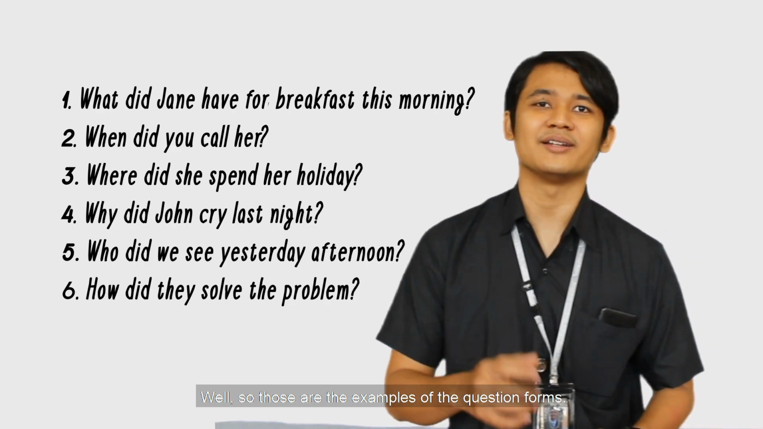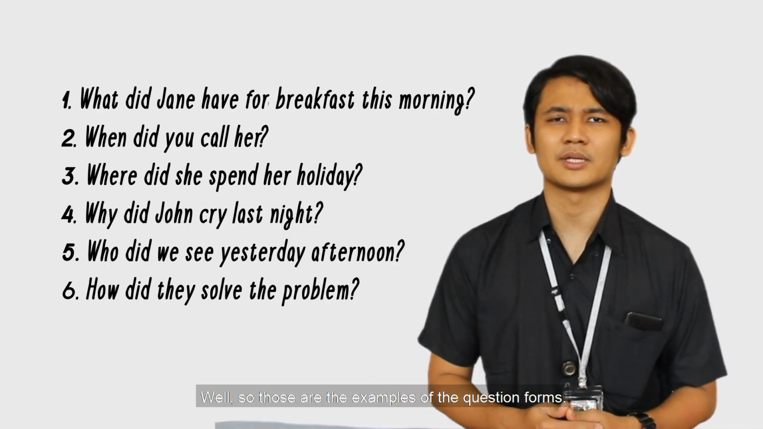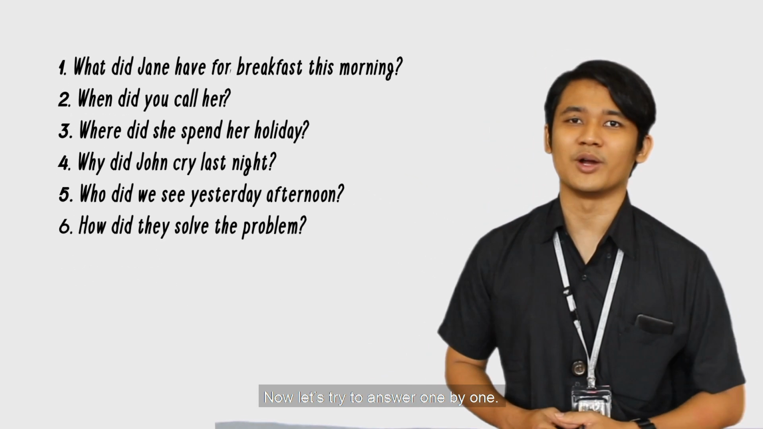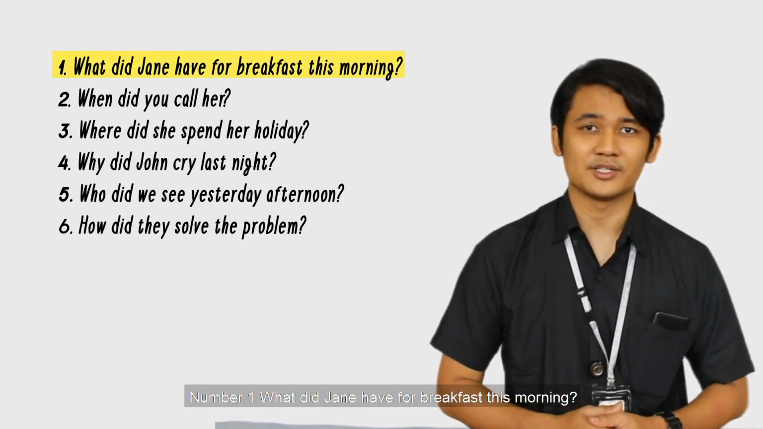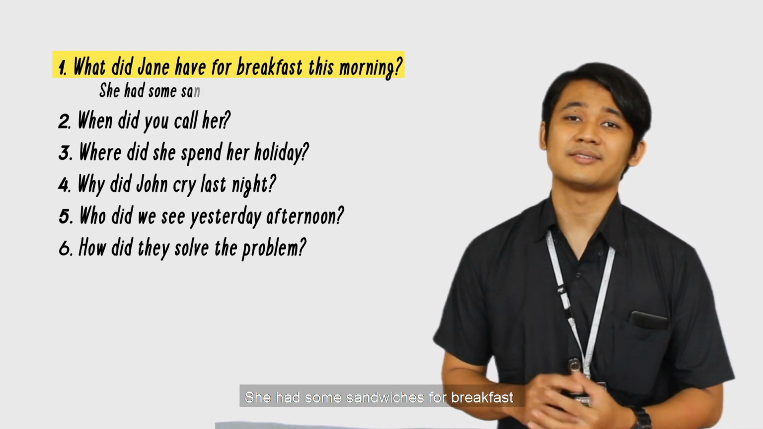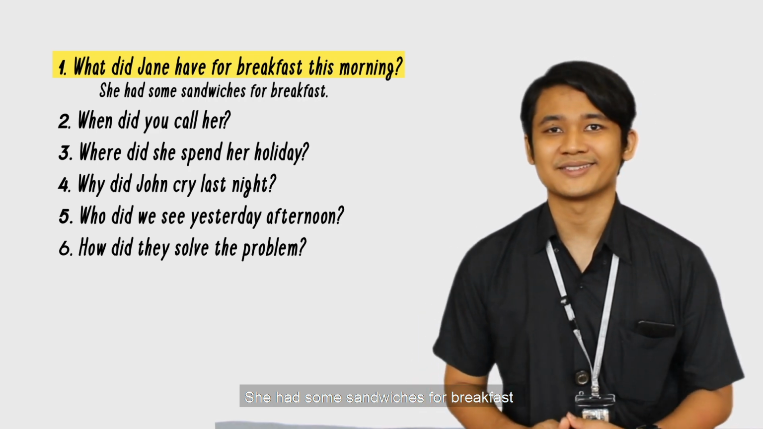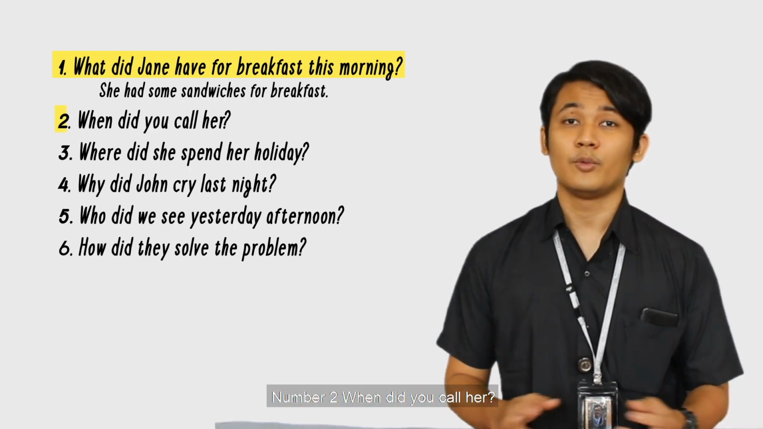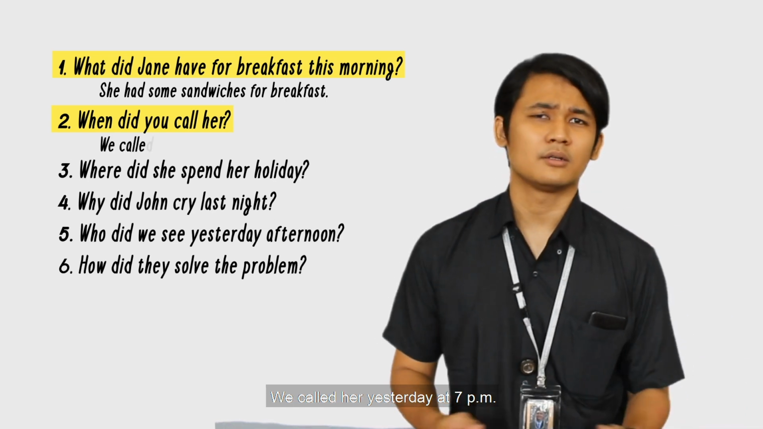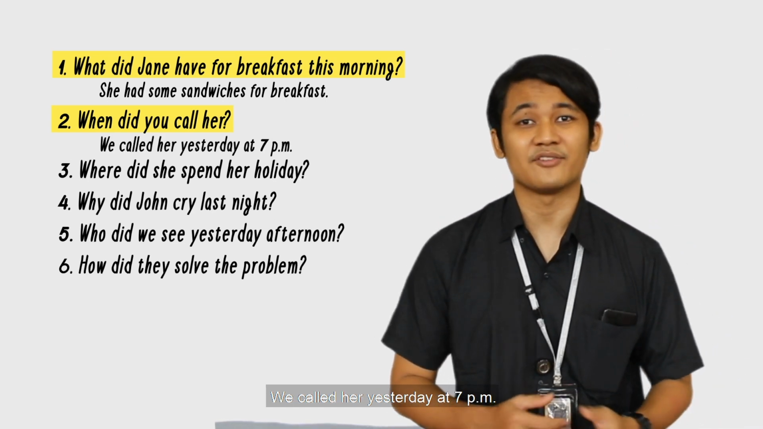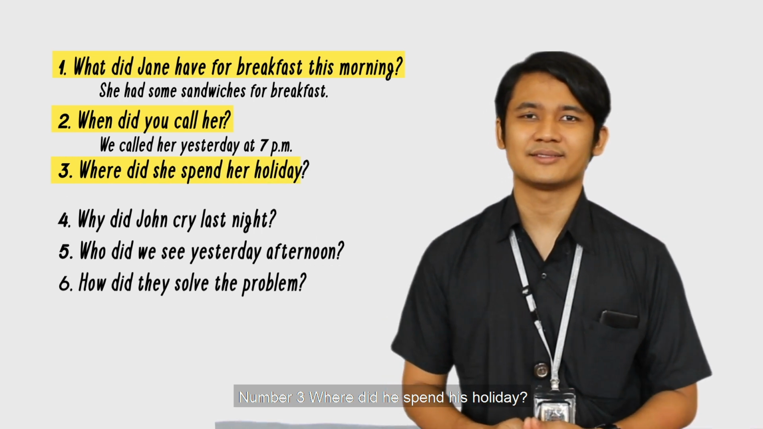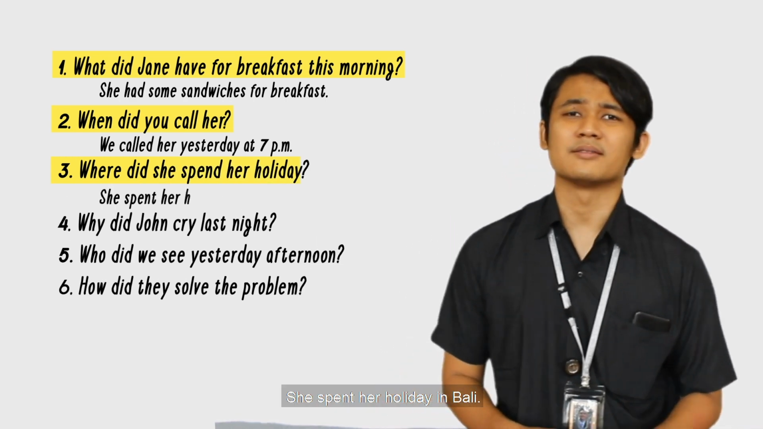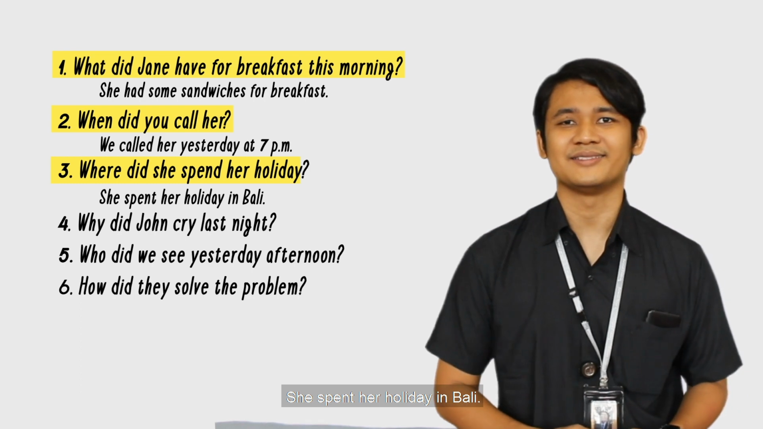Well, so those are the examples of the question form. Now, let's try to answer one by one. Number 1. What did Jane have for breakfast this morning? She had some sandwiches for breakfast. Number 2. When did you call her? We called her yesterday at 7 p.m. Number 3. Where did she spend her holiday? She spent her holiday in Bali.